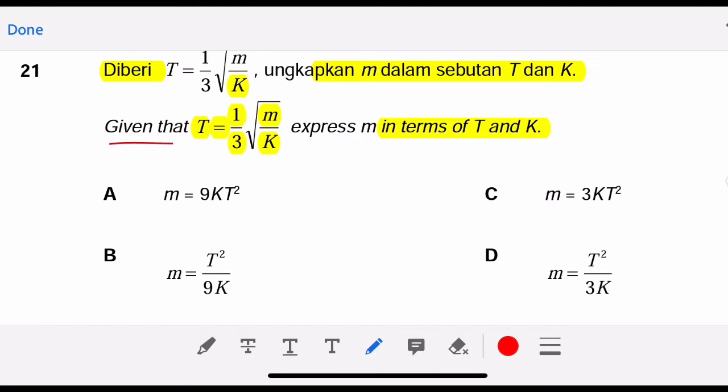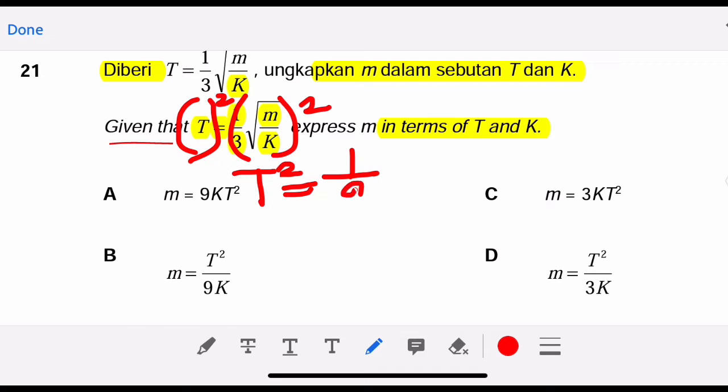Now, first of all, when you see the square root, you have to square. When you square, make sure you square both sides. So you got t square. 1 over 3 square is 1 over 9. The purpose of the square is we can cancel out the square root. So that means we can just write m over k without square root.